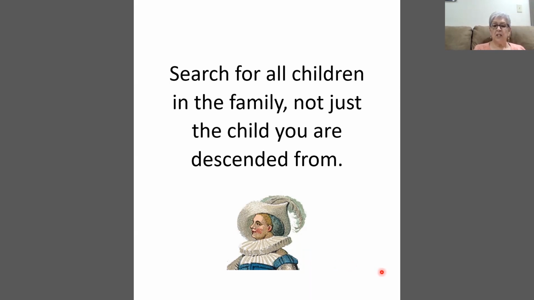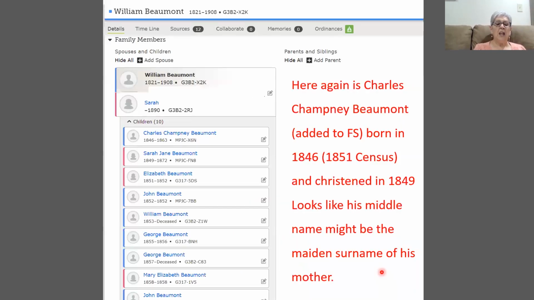So now I said we were going to return to Charles Beaumont. So here we are. He's now added to FamilySearch. There's Sarah Jane. She appeared on the 1851 census, but so did Charles, as, like I say, probably an illegitimate child. As he was born after 1837, I thought I would look him up on the GRO too. I thought that would be a good thing. He was christened. It said on the 1851 census he was born in 1846, but he was christened in 1849. And it looks like his middle name, Champney, might be the maiden name of his mother.